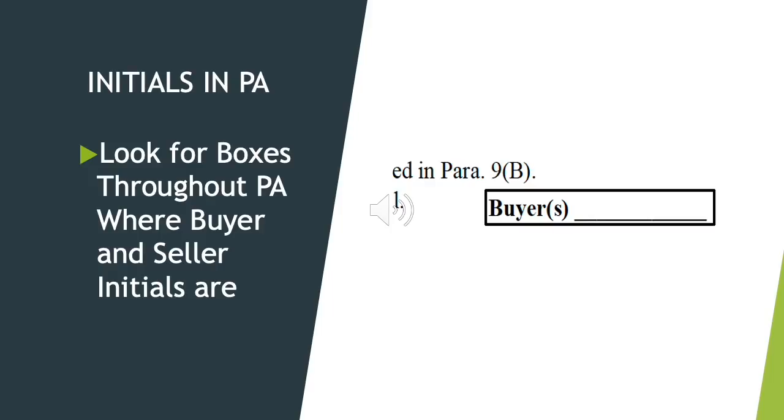And so now we have pulled them out in this little box with the buyers. It either says buyers or it says sellers, depending on who has to do the initialing. And you'll see that in those same paragraphs that you saw the initial requirement before, only in this different format.